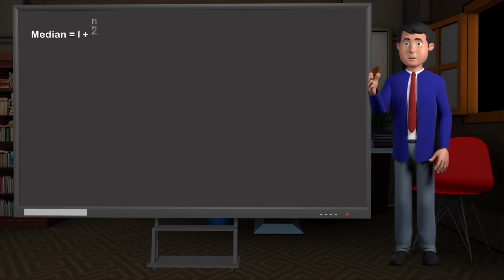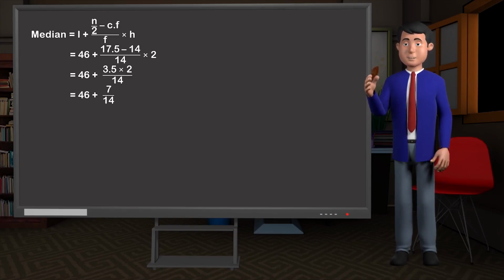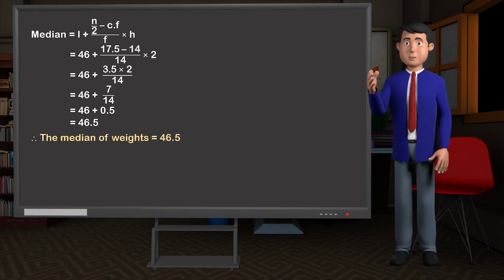Median is equal to l plus (n by 2 minus cf) by f into h, which is equal to 46 plus (17.5 minus 14) by 14 into 2, which is equal to 46 plus 3.5 into 2 by 14, which is equal to 46 plus 7 by 14, which is equal to 46 plus 0.5, which is equal to 46.5. Therefore, the median of weights is equal to 46.5.